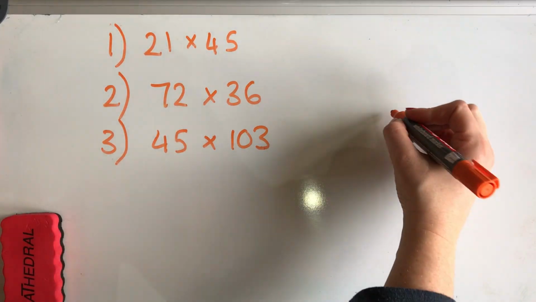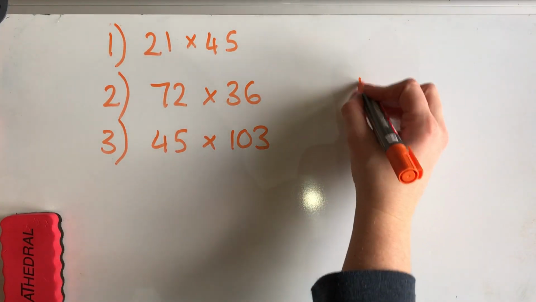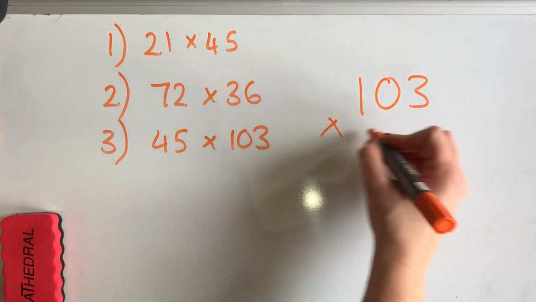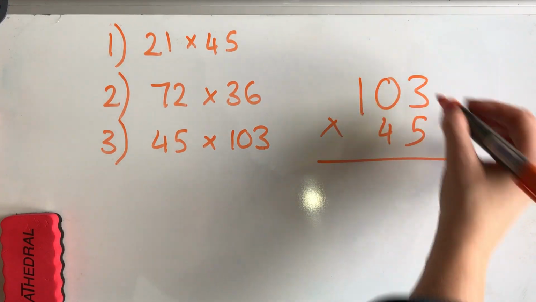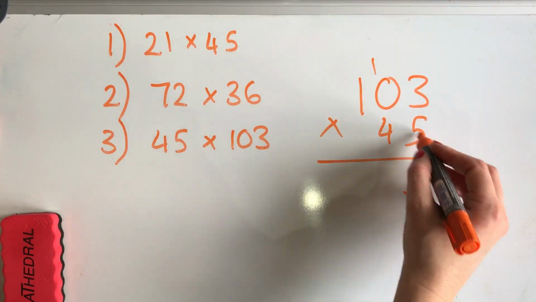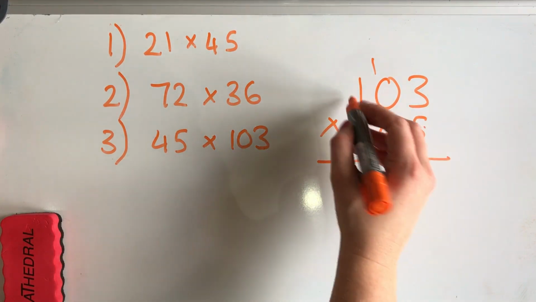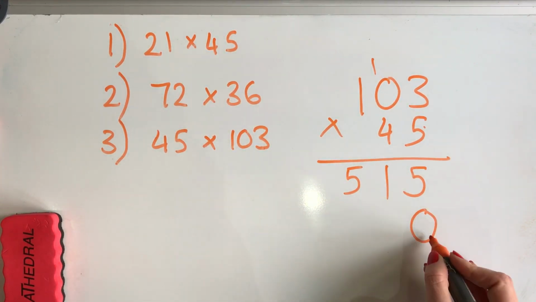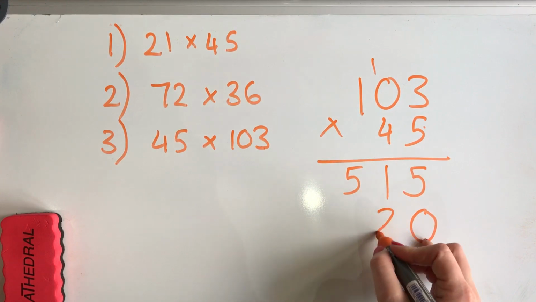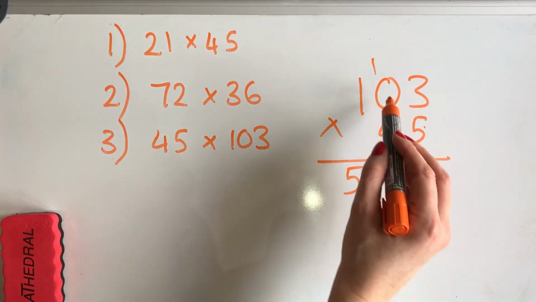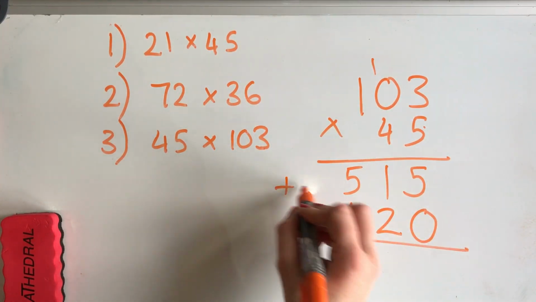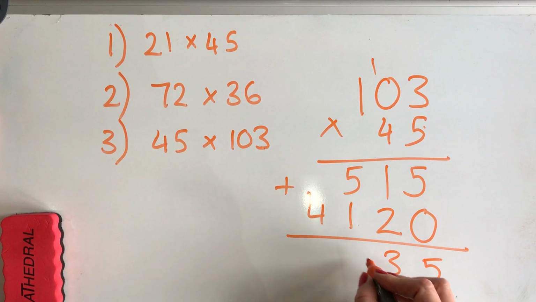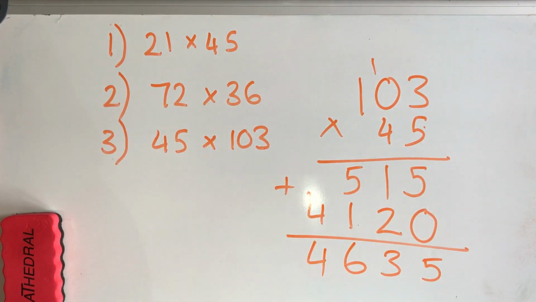And then number 3, 45 multiplied by 103. I prefer to have the larger number on top. That's personal preference. You can do it the other way around if you choose. 5 multiplied by 3 is 15. Carry the 1. 0 plus 1, so that's 1 and 5. Put your 0 in. 4 multiplied by 3 is 12. Carry the 1. 4 multiplied by 0 plus 1 is 1. 4 multiplied by 1 is 4. Add them together. We've got 5, 3, 6, 4. 4,635.